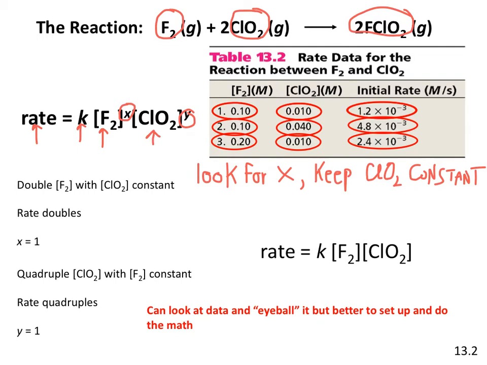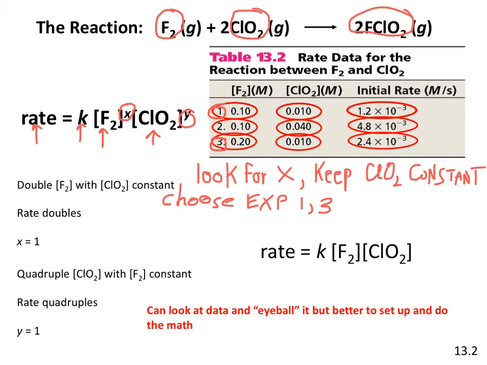If you look at the data chart, we have ClO2 constant in experiment 3 and experiment 1. And if we look at the concentration of fluorine, we can see that it is changing. In fact, it's doubling. So we are going to choose experiments 1 and 3 to determine X.